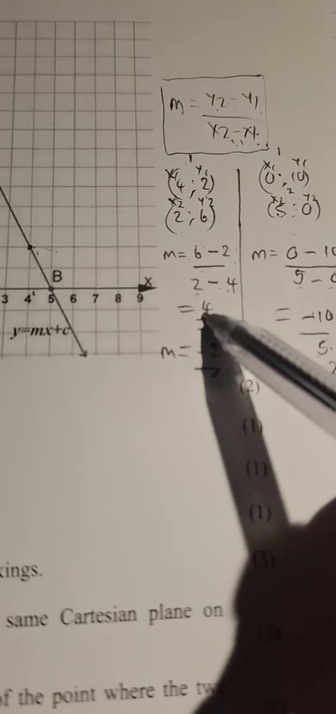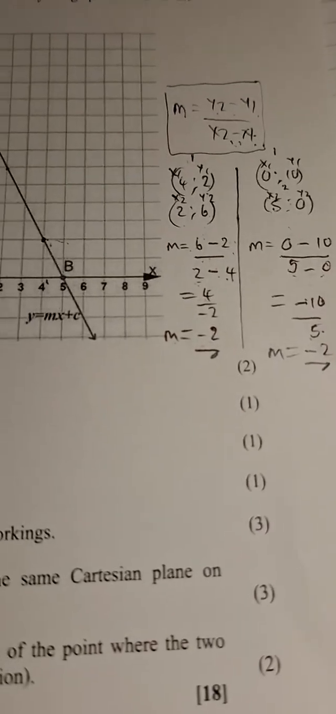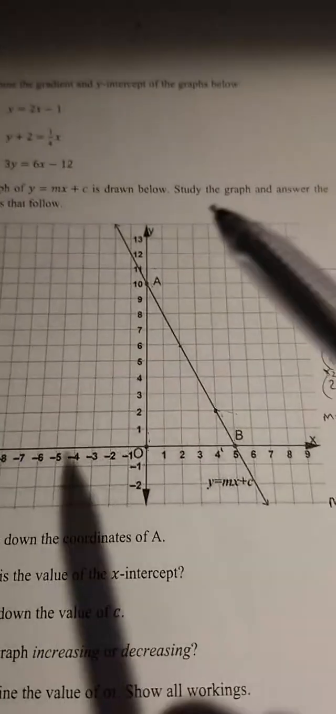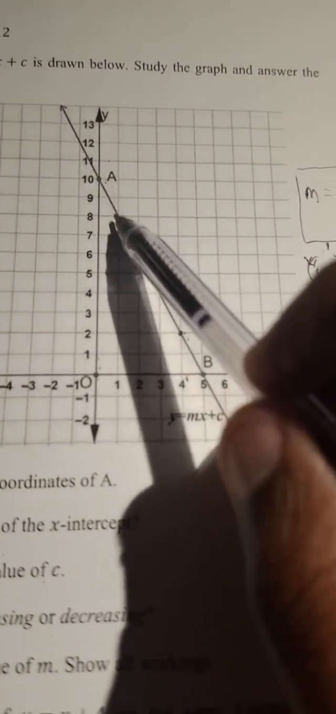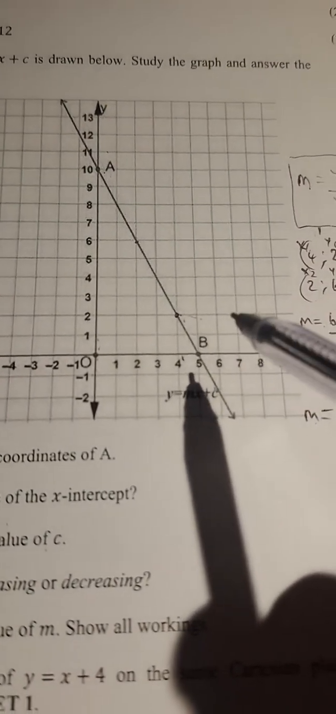6 minus 2 is equal to 4. 2 minus 4 is equal to negative 2. And then you divide, and you get m is equal to negative 2. That is the gradient. Or you can use any other points as long as they are on the line. It doesn't matter, guys, as long as the points are on the line.